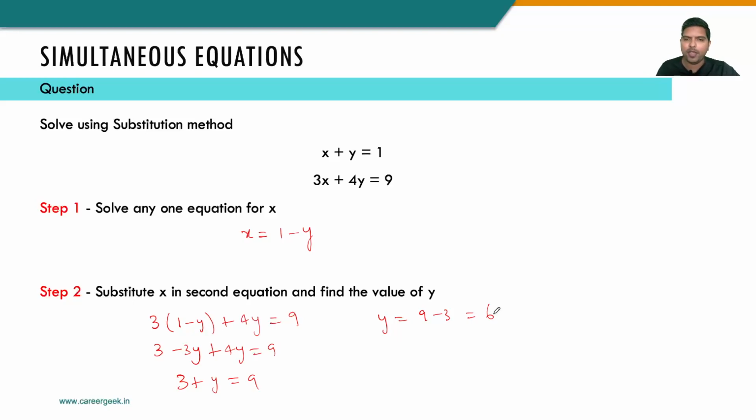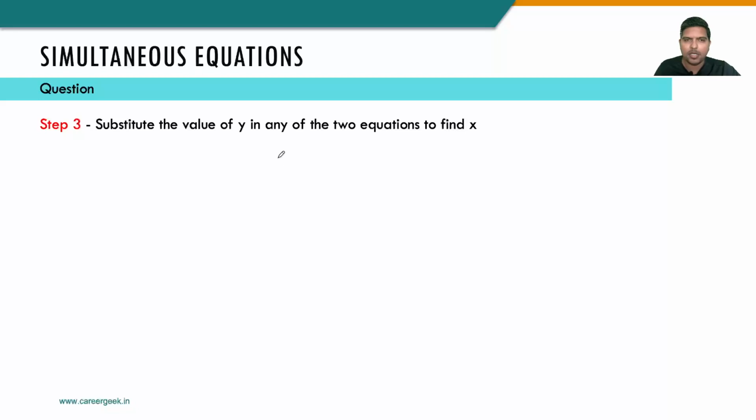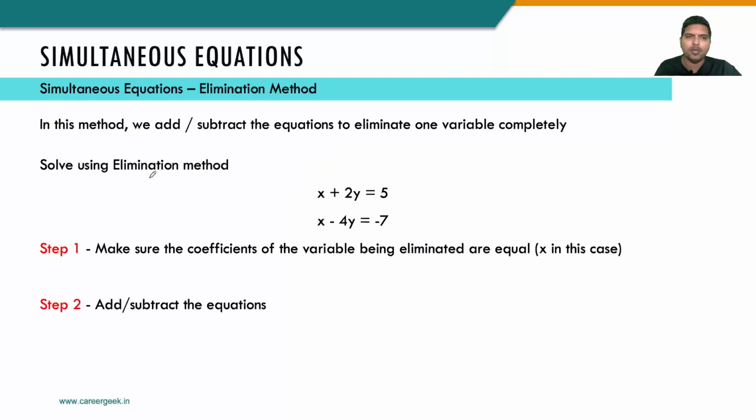Once you have one variable, step 3 is to substitute that value in any one equation. So 6 goes to the other side, becomes negative. So x is negative 5 and y is 6. Straightforward method. This is called substitution. The other one is a bit complicated, or if you have done it before, I'm sure you would be very comfortable. I'll not say it's easy, but you would be comfortable.